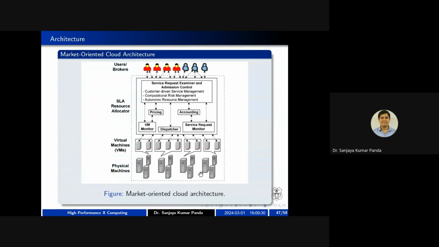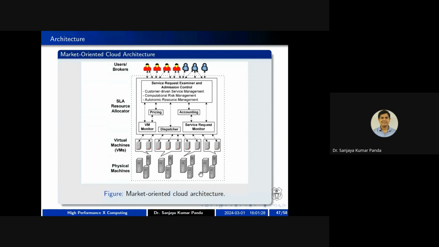What is the service request examiner? Suppose in a particular server, I have 64 cores. I can give a maximum of 64 cores, but a user is requesting 128 cores. Is it possible to provide? No. So the service request examiner will decline that particular request. Because once you agree, once you sign the service level agreement, if later you are not providing, that will lead to a violation cost.